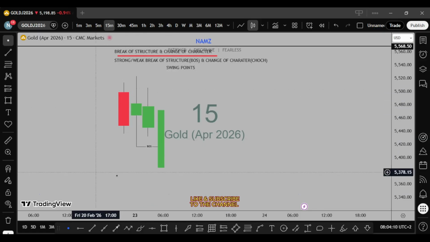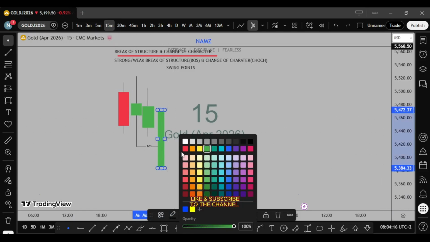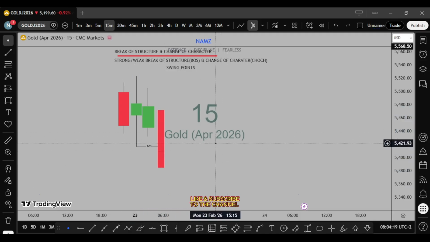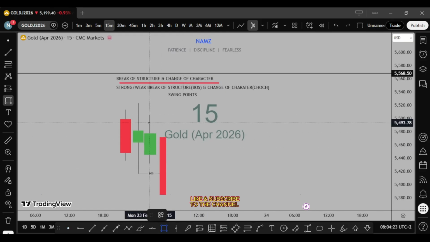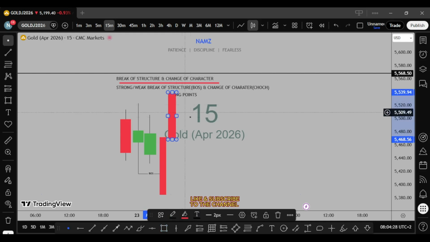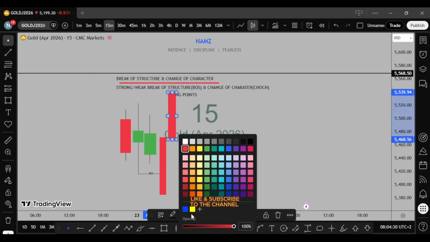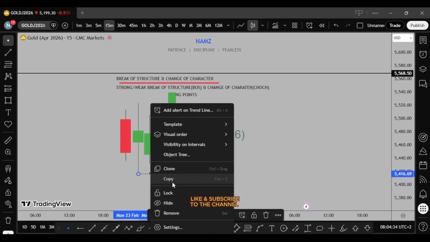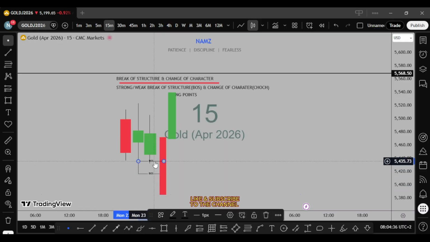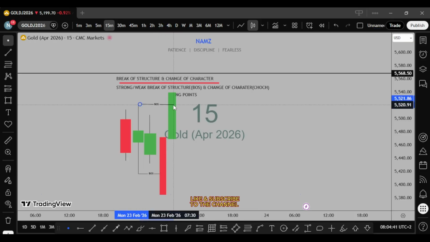So what does this tell you? It tells you the market wants to continue going to the downside. If it happens to the upside, it's just the opposite of what I've just said. It's simply telling you and me that the market wants to continue to go to the upside.